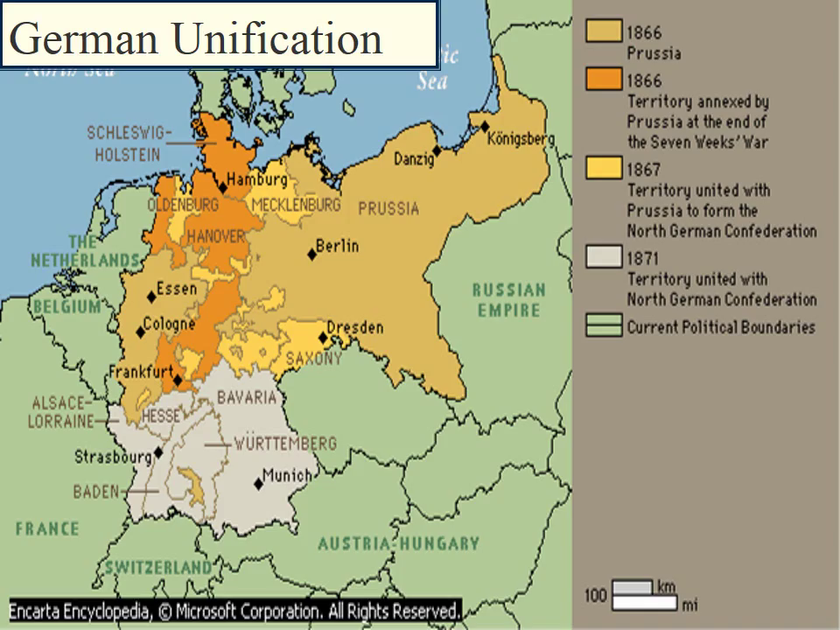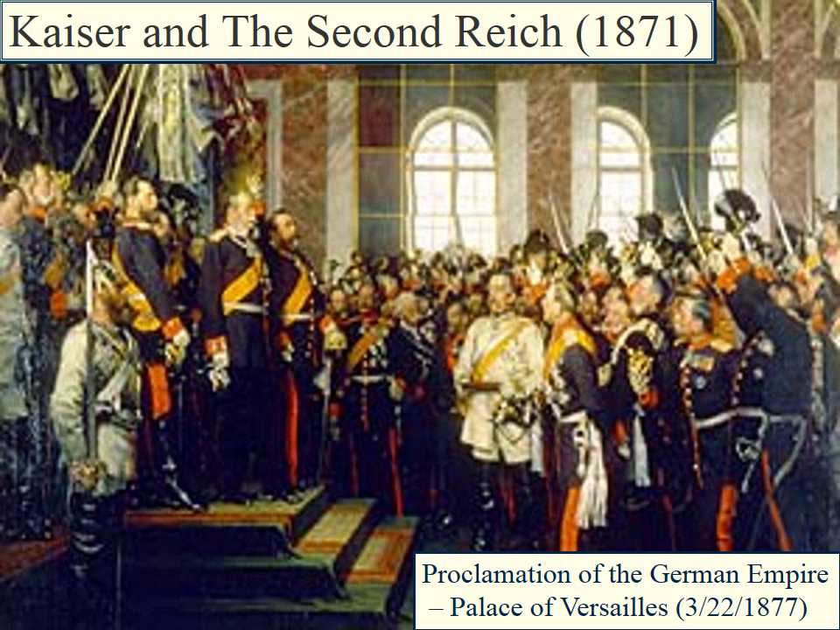So again, just showing you the unification process, and you can see what they gained after as they moved through. So by 1871, they are a complete unified country. And it's then in 1871 that Emperor Wilhelm I is named the first Kaiser, and it's the establishment of the Second Reich.